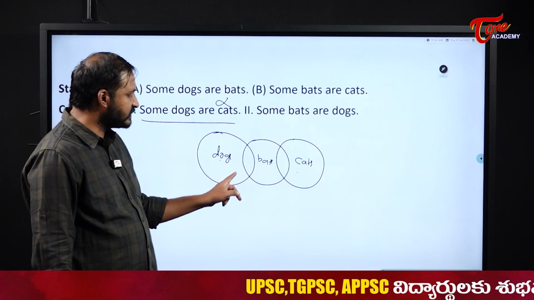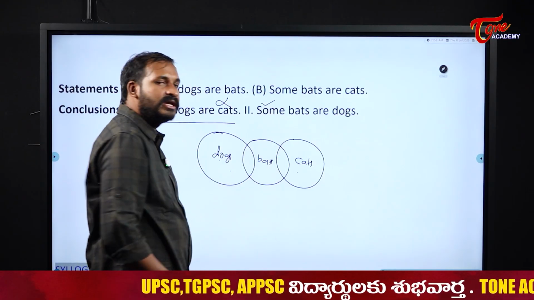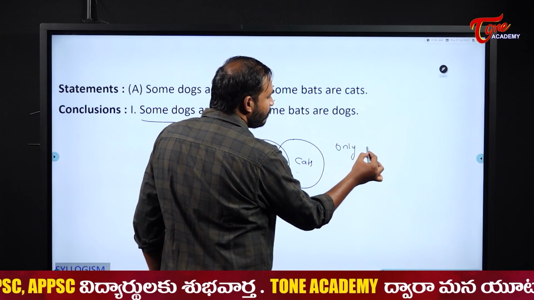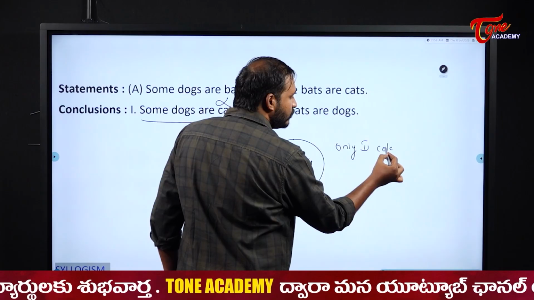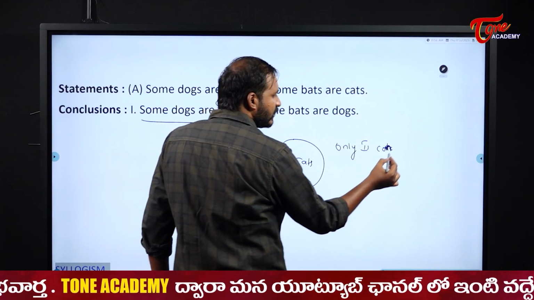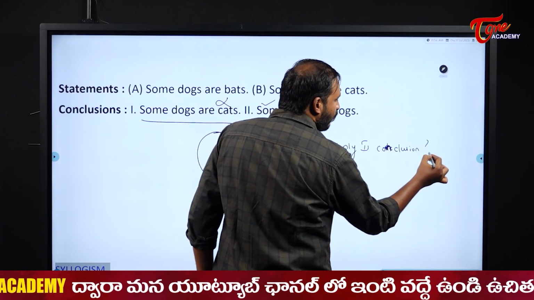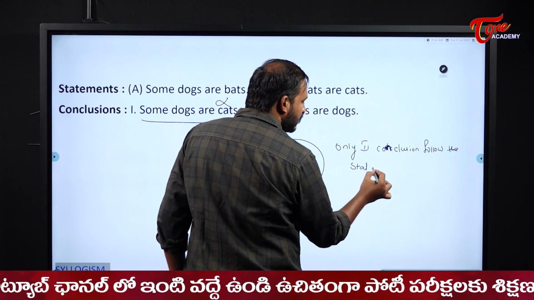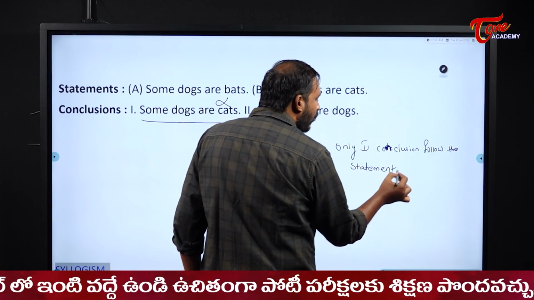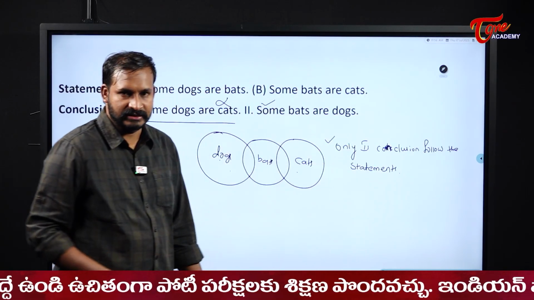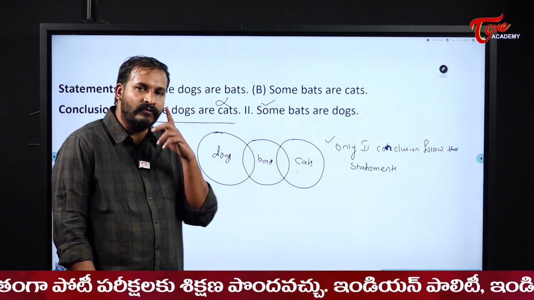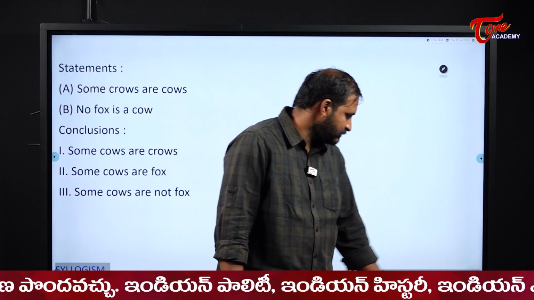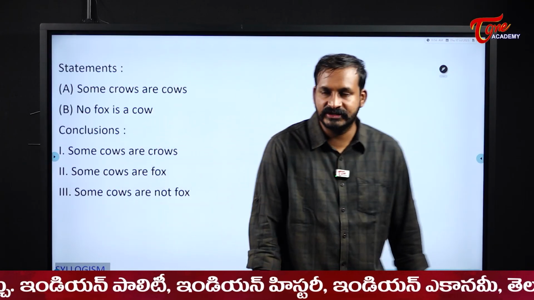Some bats are dogs. Yes, some bats are dogs. That one is correct. So here only conclusion 2 follows the statements. This is how you will have the option, students: only the second conclusion follows the statements. Understood? This is how we will have the options and we will mark this option as our answer. Instead of true, false, you will use follow and not follow. Right. Now see the next one, students.